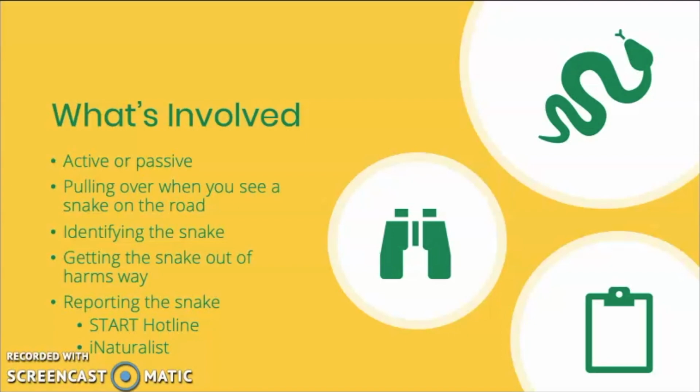But whether you decide to take a more active or passive approach to surveying, or if you want to do a little bit of both, this protocol essentially involves pulling over when you see a snake on the road, identifying the snake, if necessary, getting that snake out of harm's way, and then finally reporting the snake, either to the START hotline, to our friends at Scales Nature Park, or using the iNaturalist app, and that'll depend on what species of snake you happen to come across.